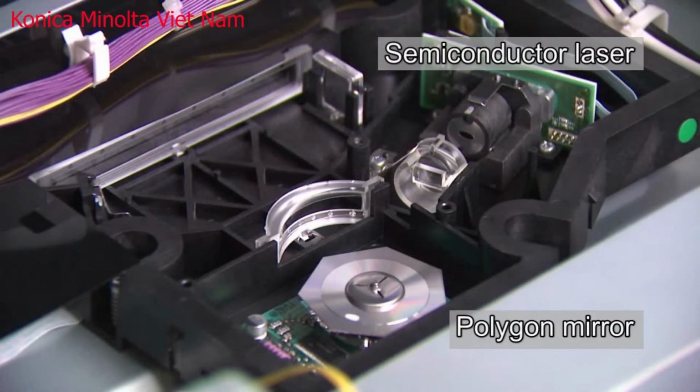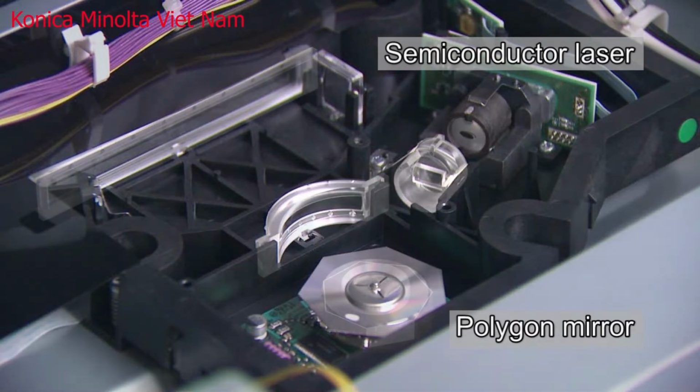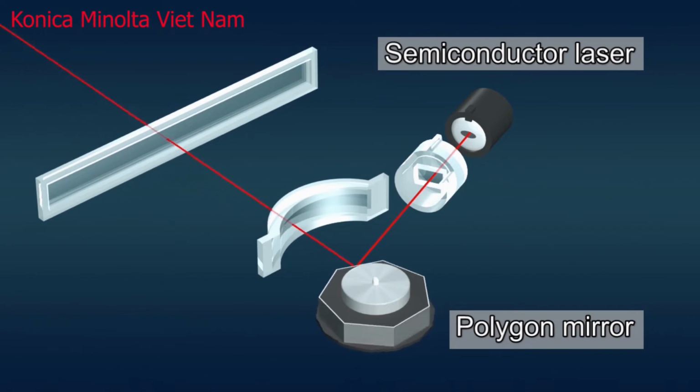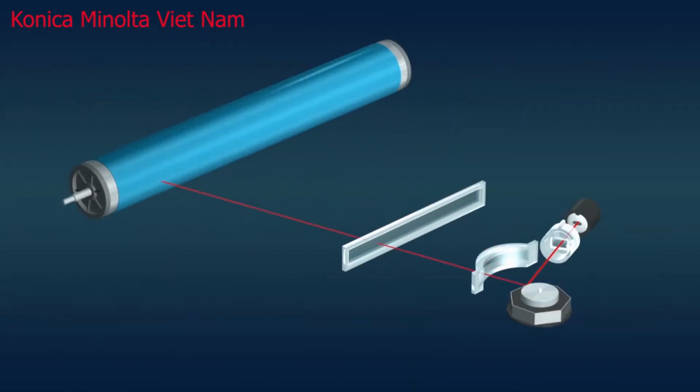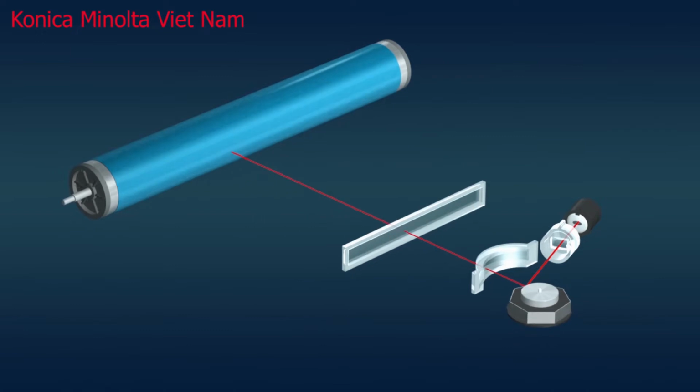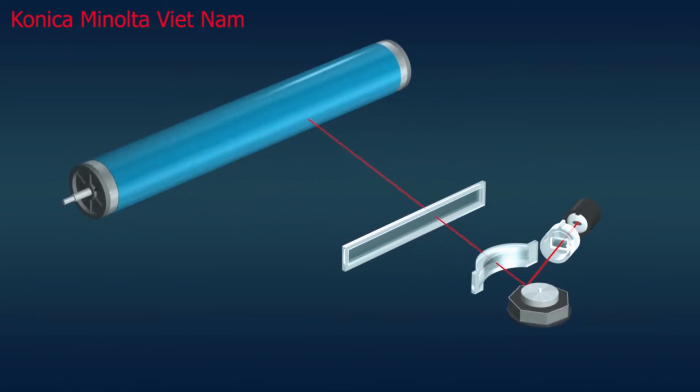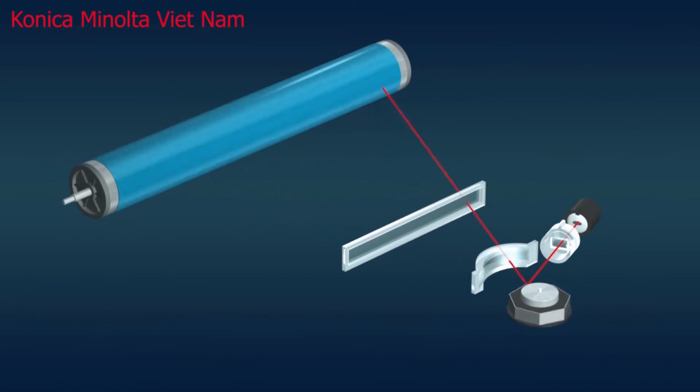The semiconductor laser begins to emit a laser at the same time as the original image data is sent from the image processing unit. The laser reflected by the polygon mirror is sent to the drum surface through the lens and mirror. The drum surface is scanned through rotation of the mirror. The laser flashes repeatedly at a rapid speed, and image information of the original is sequentially written on the drum surface.